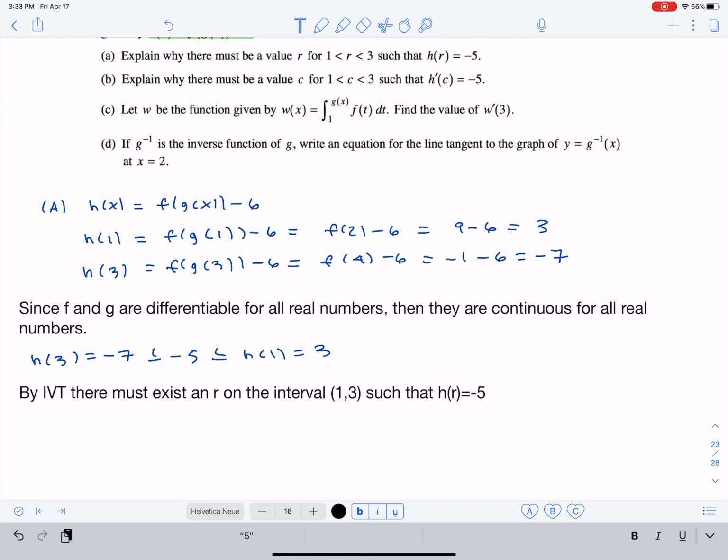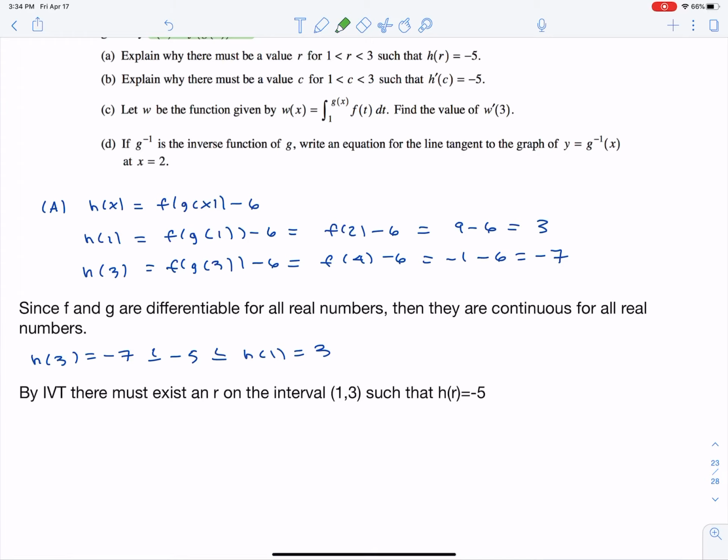The conditions for the IVT are that the function is continuous and that the number I'm looking at is in between the two given numbers. If both those things are true, then I can use IVT. So notice in the first part, I said, here's how I know the function's continuous. Then I showed that -5 is in between these two. So I've established the prerequisites for the IVT. Now I can say what IVT does for me.